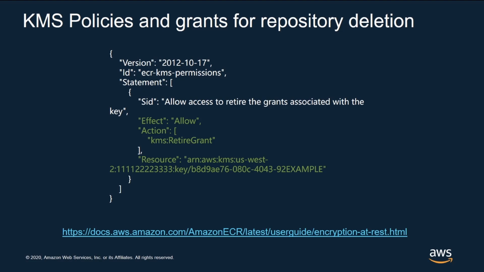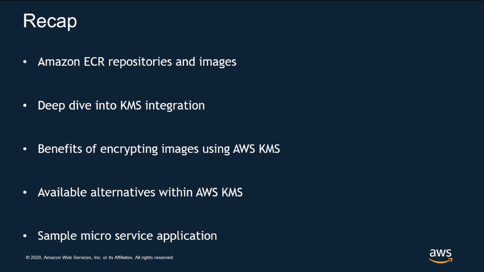But to wrap up and recap, we understood Amazon ECR repositories and images. We dived deep into the KMS integration feature with Amazon ECR. We looked at the benefits of encrypting images using AWS KMS and the available alternatives within KMS on where to store the CMK, or customer master key. And we created a sample microservice application which meets certain security and compliance requirements within a few minutes.